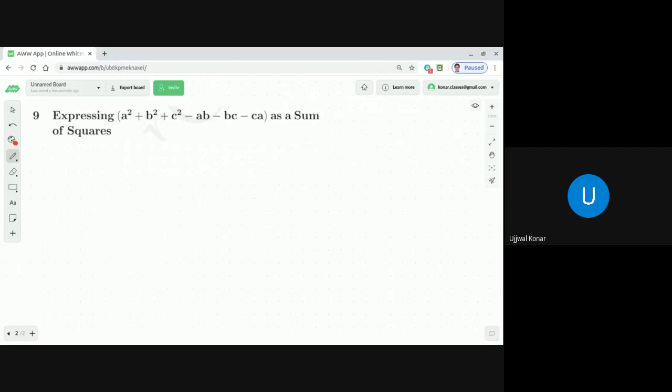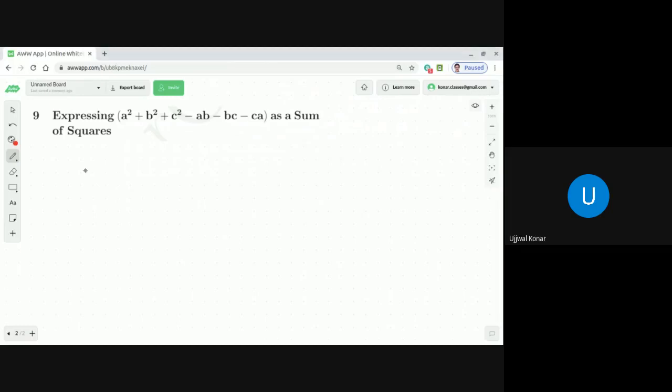That means that a square plus b square plus c square, whatever the term you are seeing here, that entire term should be expressed as a sum of a few quantities. Meaning square plus square, like this, a sum of squares. That we are going to achieve now. And how we are going to achieve that, I'm going to show you now. So how to do this?